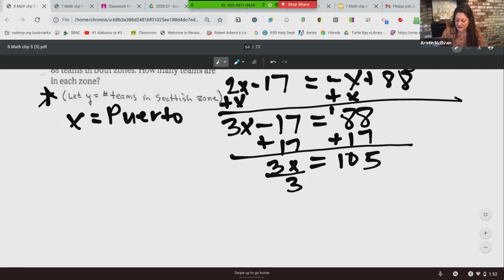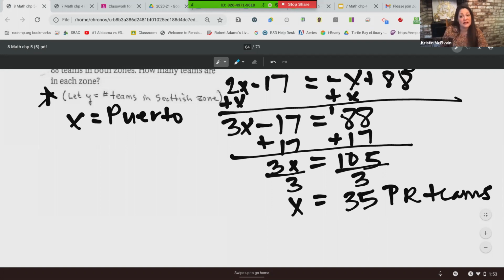And I know that 105 is divisible by 3 because if I were to add those integers, 1 plus 0 plus 5, I'd get 6. 6 is divisible by 3, so that means 105 is divisible by 3. Okay, so let's see here. 3 goes into 10 3 times. That's 9 with a remainder of 1. So that leaves me 15 divided by 3 is 5. So X, there are 35 Puerto Rican teams.